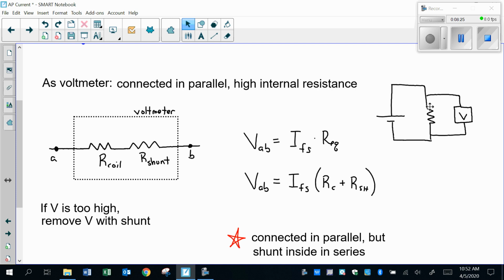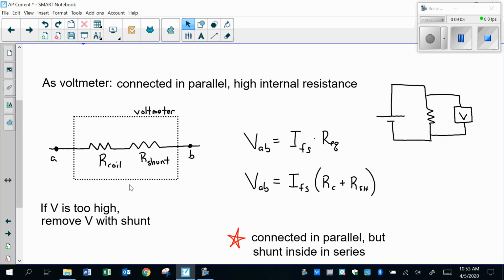Now, what happens if I have my coil and I've got a value from my coil? What happens if we bury the needle? Well, I've got too much voltage to measure. I need to use up some of that voltage somewhere else. And we know that when things are connected in series, they share the voltage. So if I have too much voltage here, I throw in a shunt. This is going to require the use of some voltage, leaving a measurable amount for our coil. If the voltage is too high, remove some voltage with your shunt.